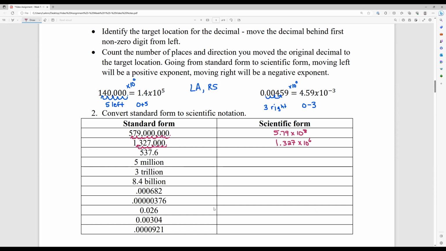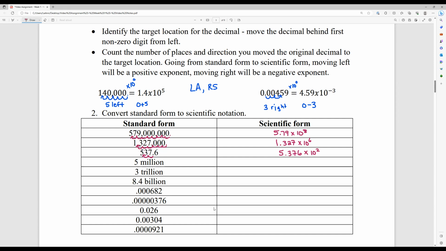Okay? For this one, 537.6 to be in proper scientific notation needs to have the 5 in front of the decimal. So that would be 5.376. Notice all of those are non-zero numbers. I want to make sure I include all of them. And then this is moved to the left 2, so times 10 to the second.